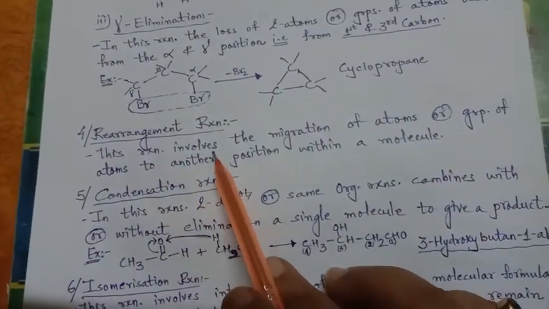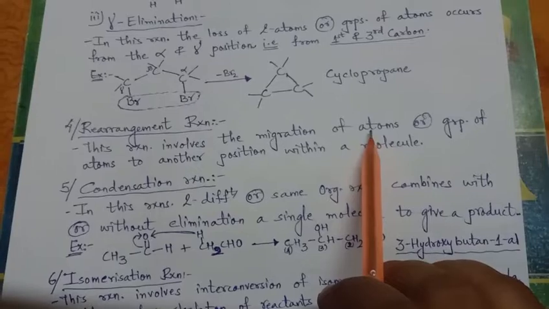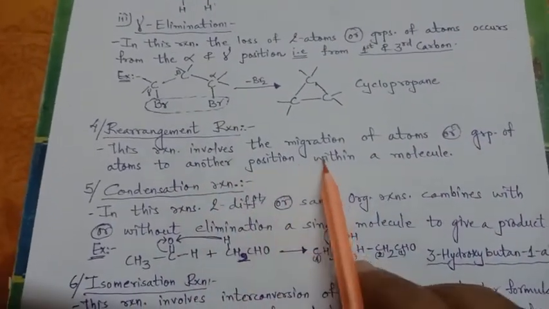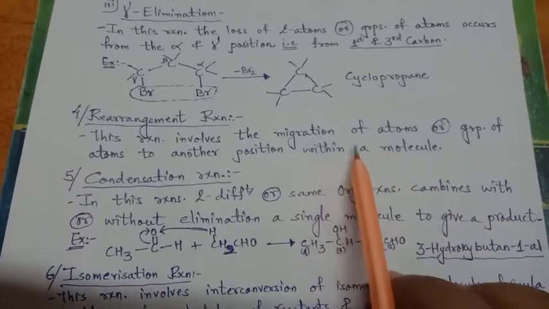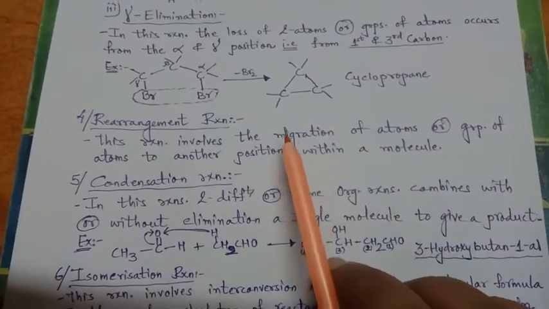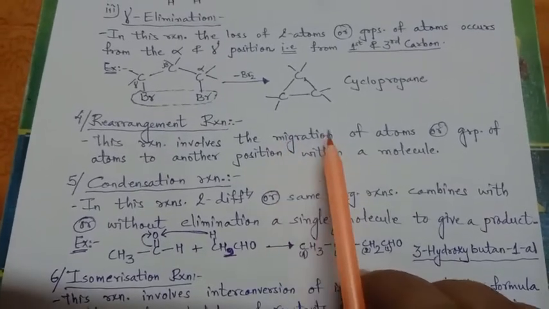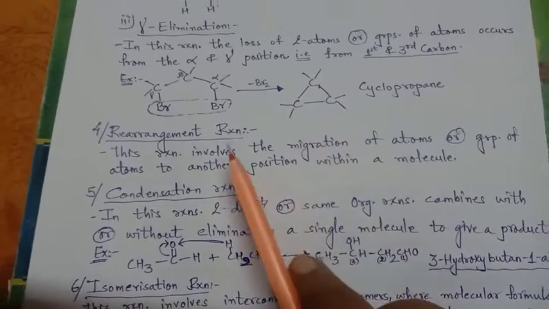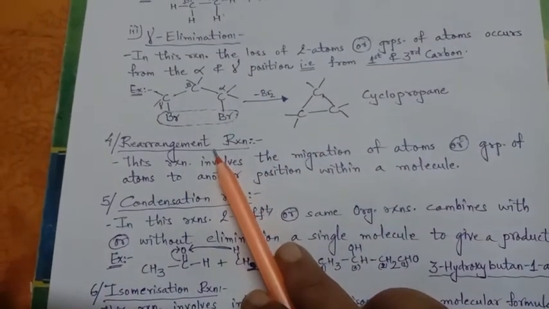Rearrangement reaction involves the migration of atoms or group of atoms to another position within a molecule. See, within a molecule. That means in the same molecule, when the change of place is from one position to another, then that is called rearrangement, right?